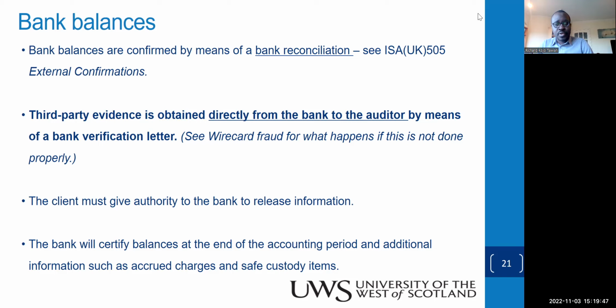The client would always have to give you an authority note, an authority for the bank to release the information to them, because it's quite a sensitive one. And once again, the bank will certify the balances at the end of the accounting period, and additional information such as accrued charges and safe custody items.